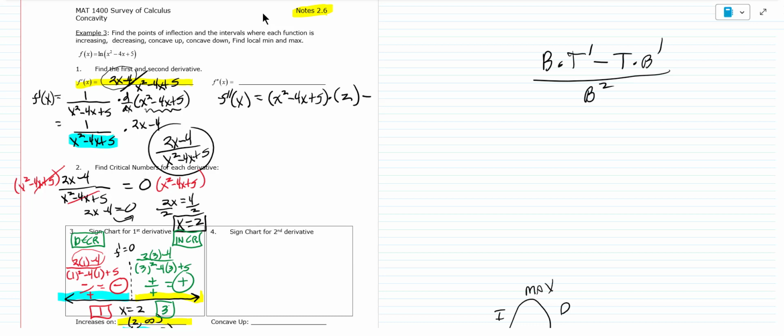Then minus the top, and make sure the top's in parentheses. All these things need to be in parentheses. So we have the top, 2x minus 4. Now do in your head the derivative of the bottom, which is 2x minus 4, and then that will be all over the bottom squared.